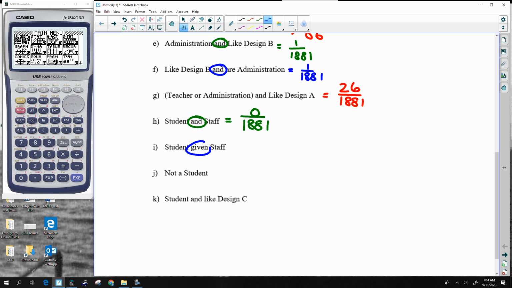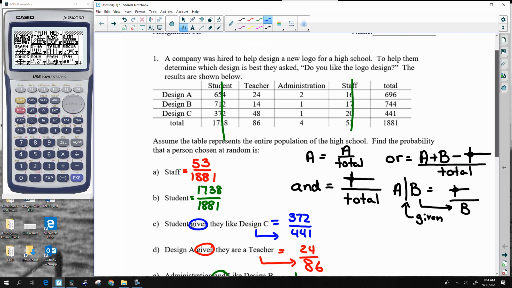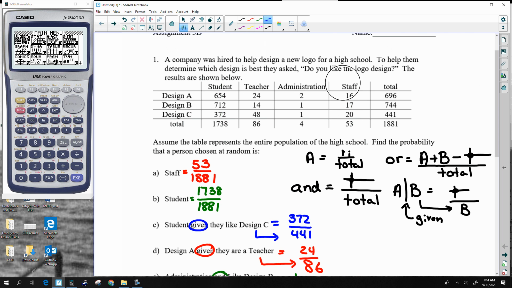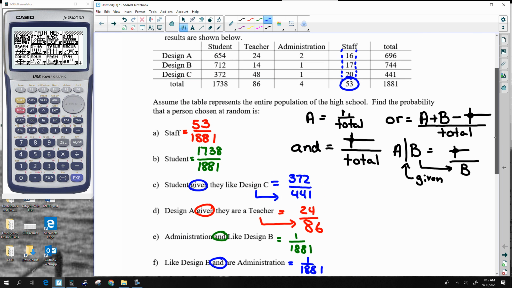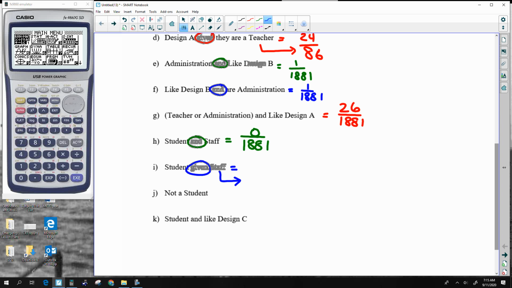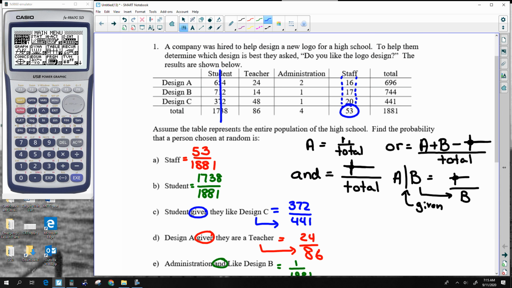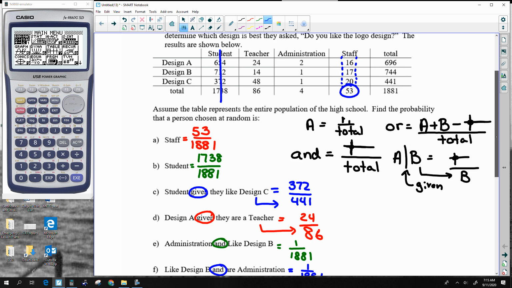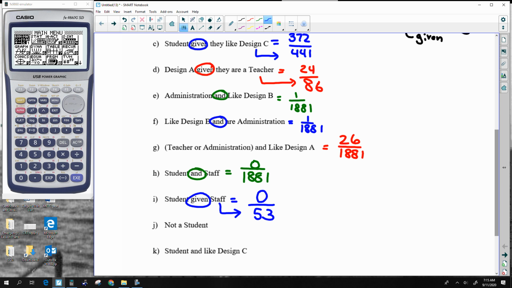Student given staff. So staff becomes the total. And that total is 53. Okay, because it's this right here. So the denominator is 53 because that's the staff. And the numerator is the intersection with student. Those don't intersect, so that's 0.